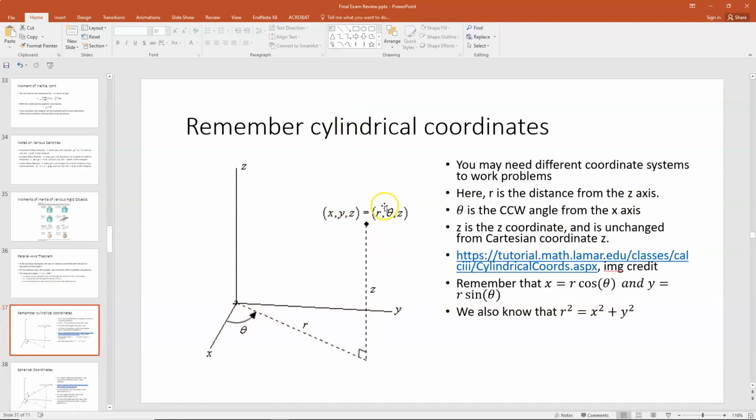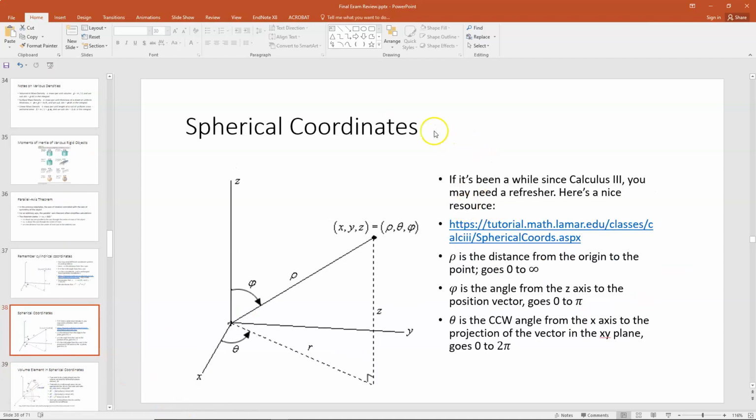Cylindrical coordinates use r, theta, and z instead of x, y, z, and you convert back and forth from Cartesian to cylindrical via the equations x is equal to r cosine theta and y is equal to r sine theta. Remember that theta is measured counterclockwise from the plus x-axis.